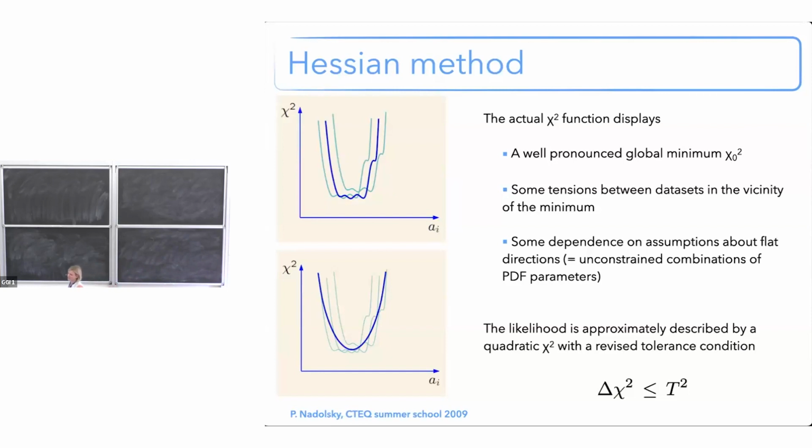Yes, and in practice, you inflate the uncertainty on your PDFs by a factor which is the square root of T, okay? Dynamical tolerance is simply a way to say that you inflate the uncertainty by different amounts depending on the direction. When it's a global tolerance, you just raise the profile and you take a larger contour in your parameter space, okay?